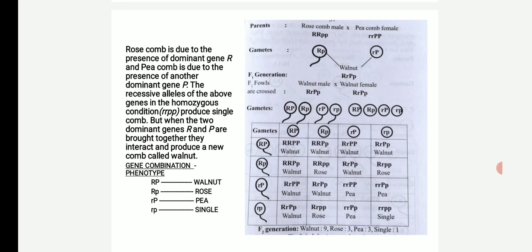Rose comb is due to the presence of a dominant gene, capital R, and pea comb is due to the presence of another dominant gene, capital P. The recessive alleles of the above genes in the homozygous condition, that is small r, small p, produce single comb. But when the two dominant genes, capital R and capital P, are brought together, they interact and produce a new comb called walnut.